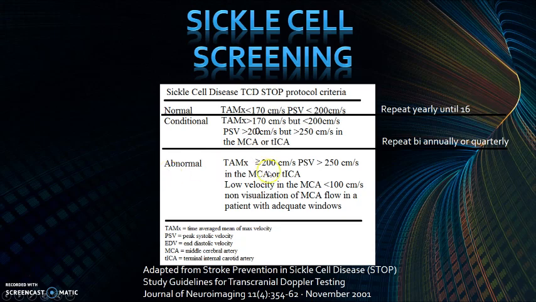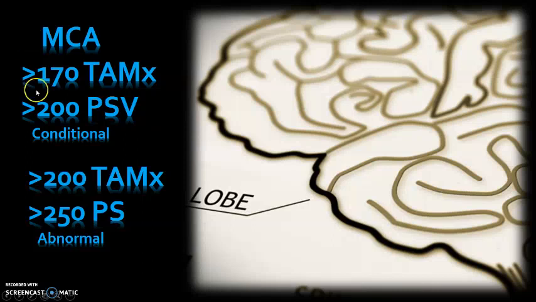And an abnormal exam is one where the time average mean is above 200 and the peak systolic velocity is above 250. Another finding could be abnormally low velocities of less than 100 centimeters per second, or non-visualization of an MCA with an adequate window. That can mean that the vessel is occluded. So here's your conditional would be greater than 170 time average mean, greater than 200 peak systolic velocity, and abnormal is greater than 200 time average mean and greater than 250 peak systolic.